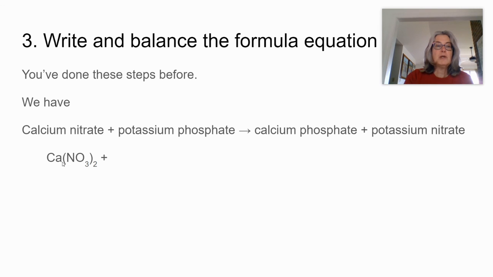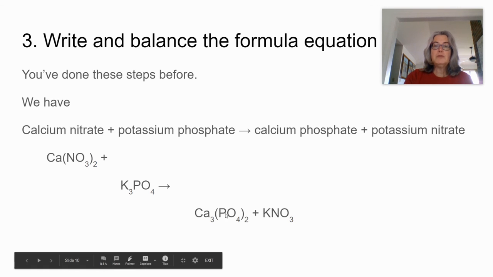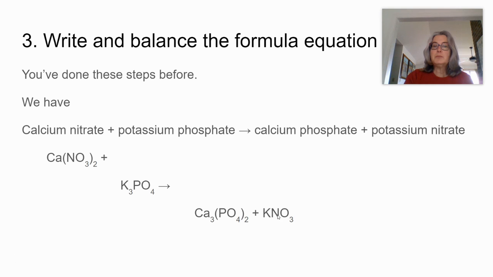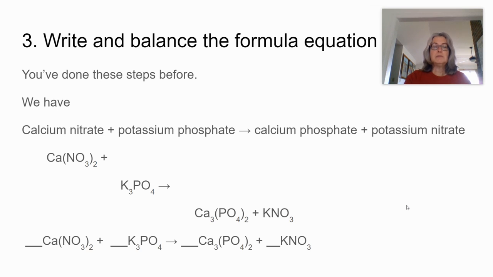So calcium nitrate, we have a +2 and a -1. Potassium phosphate, we have a +1 and a -3, so we need 3 potassiums. And then we've got the same ions again. Calcium phosphate, we got +2 and -3, and potassium nitrate, +1, -1. So these are our formulas. We still want to balance it. This is putting all the skills that we've worked on recently together.